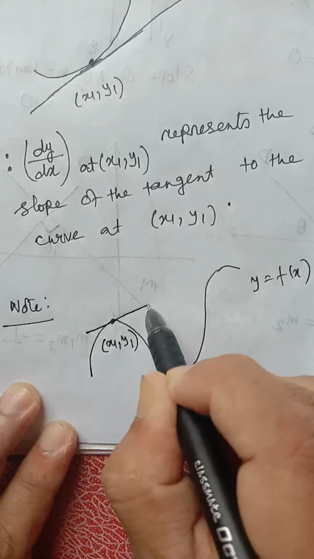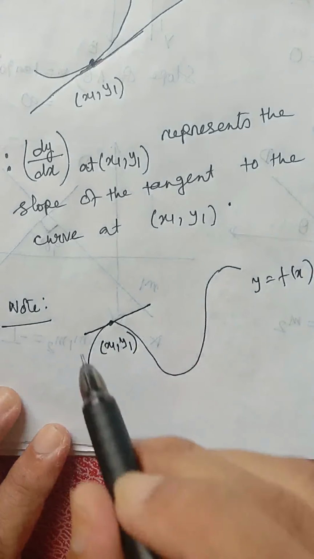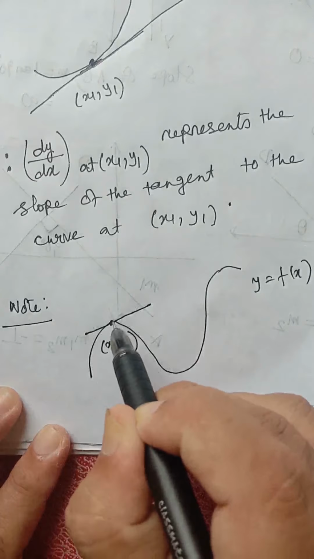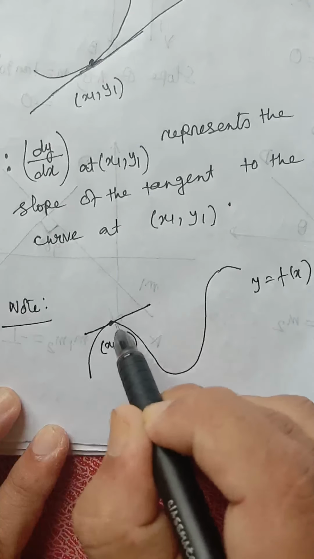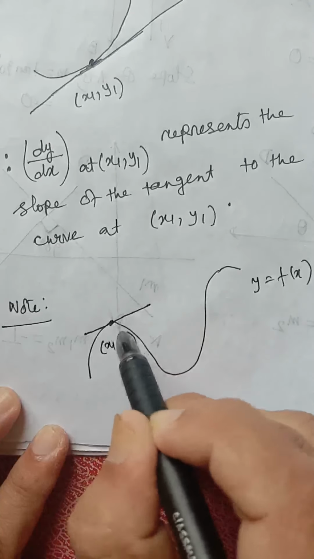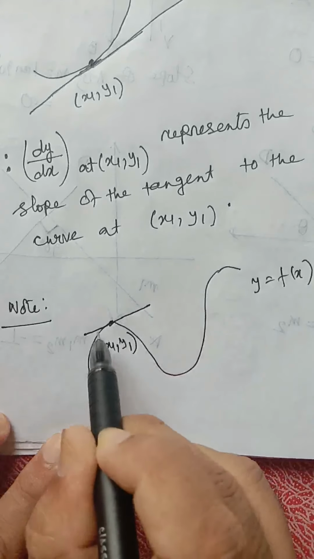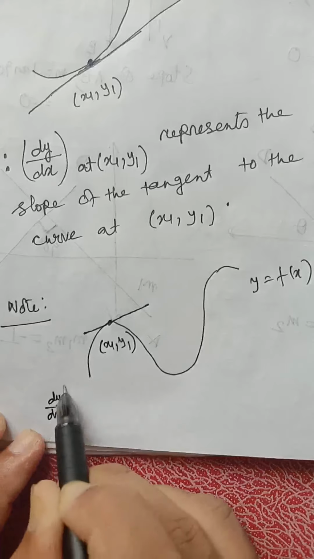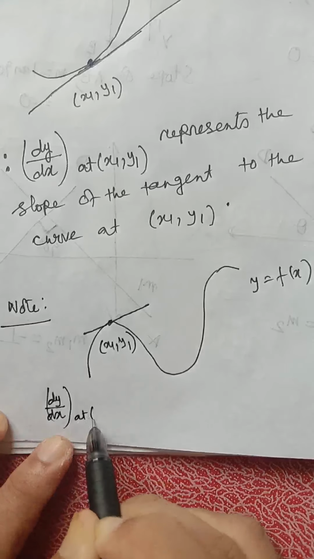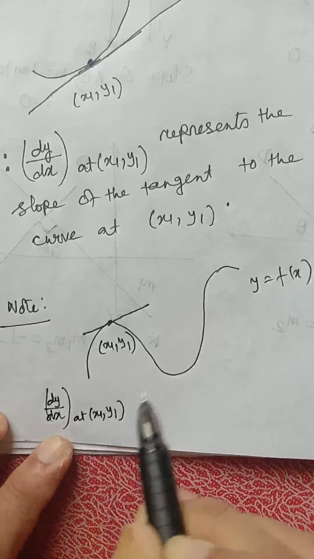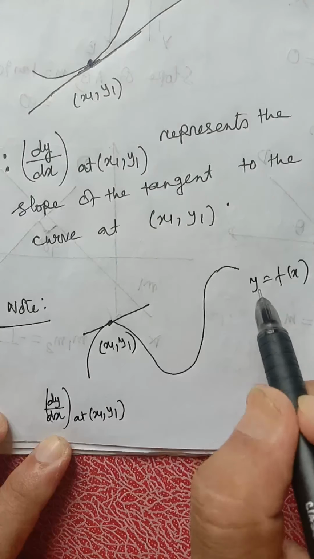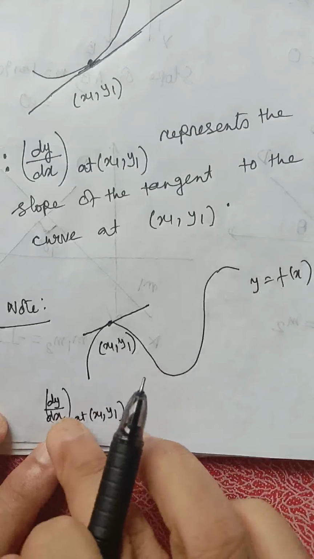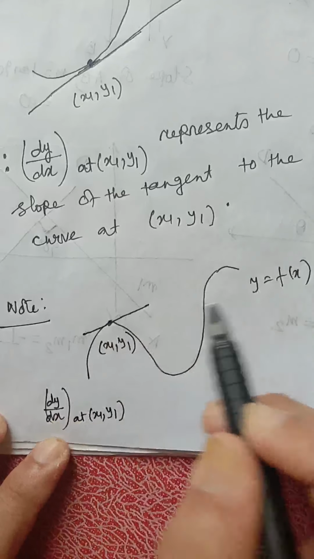At (x1, y1) a tangent is drawn to the curve. That means this is a line which meets the curve at this point only. Slope of this tangent will be dy/dx at (x1, y1). That means you have to find the derivative and put in the x coordinate and y coordinate to find the value, and that will give us the slope of this line.